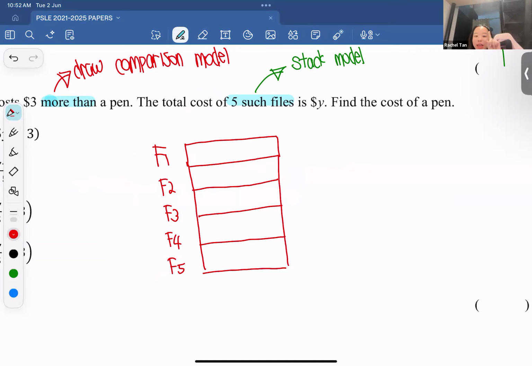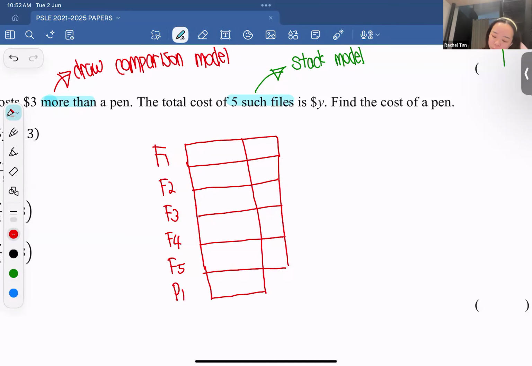And then I have one pen. I'm just going to call it pen 1. One pen, and the pen is lesser than the file, correct? If the pen is smaller than the file, it must be shorter, so it will look like that. This is how my comparison stack model looks like.